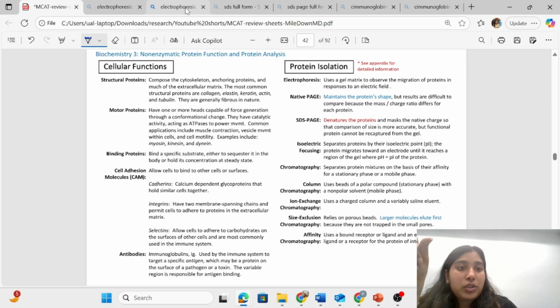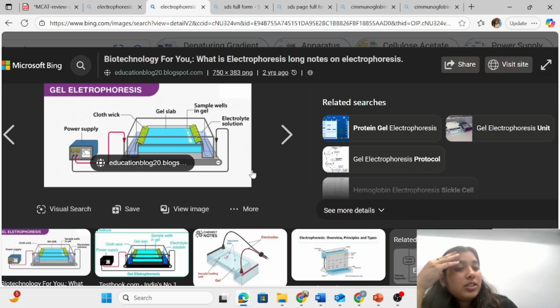I can show you the picture of it. So this is how it will look. So this is the glass slab or the mesh-like structure. These are the wells, and this is the power source. And always remember, it goes from cathode to anode.